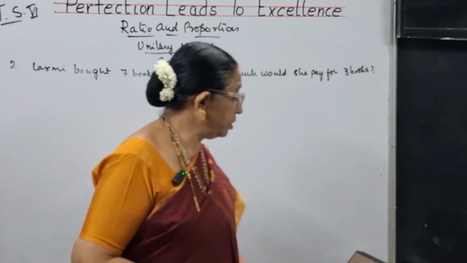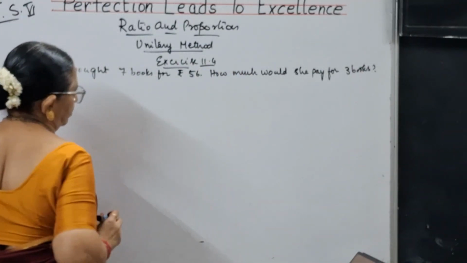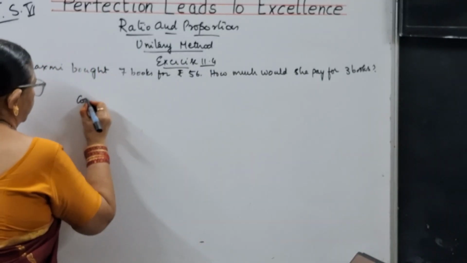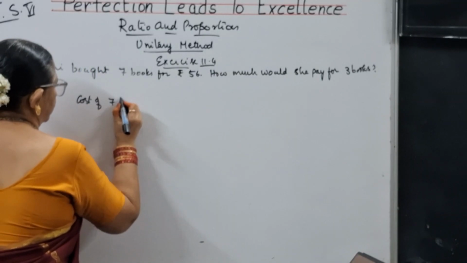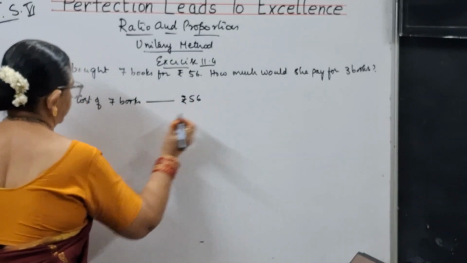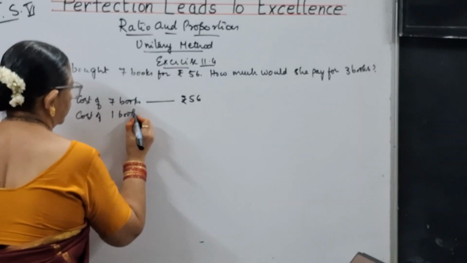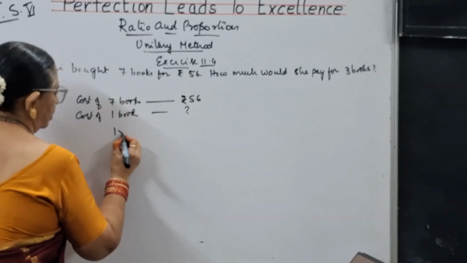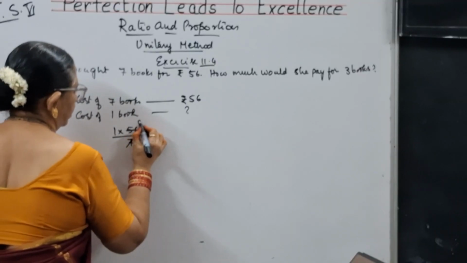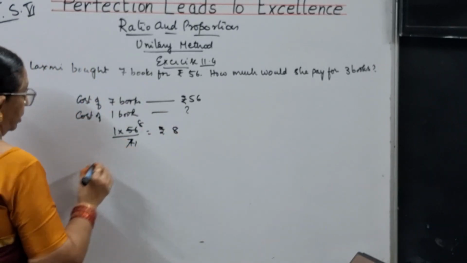Now, second problem, children. Lakshmi bought 7 books for 56 rupees. How much would she pay for 3 books? So, cost of 7 books, how much? Rupees 56. So, what is the cost of 1 book? 1 into 56 by 7. 7 eights are 56. That is rupees 8. 1 book costs 8 rupees.